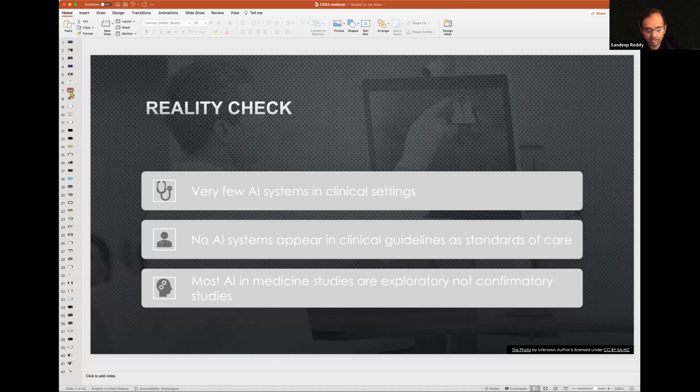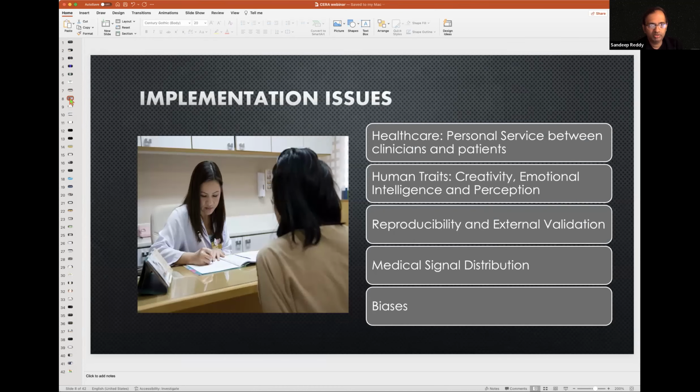And as I mentioned earlier, most AI medicine studies that we are seeing are exploratory, not confirmatory. What do we mean by confirmatory? We don't see validation studies like external validation studies. We don't see clinical trials confirming the utility of AI studies. So a lot of studies are just exploring the potential for artificial intelligence use in a particular field, but not necessarily confirming the clinical value or the clinical outcome of that particular application. So you can start to see that in reality, there is much to be done in terms of AI adoption, but also AI integration into healthcare.